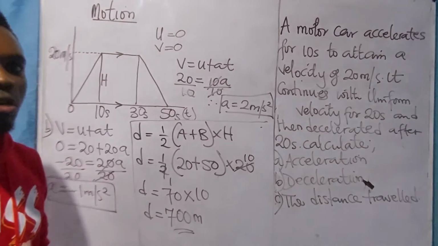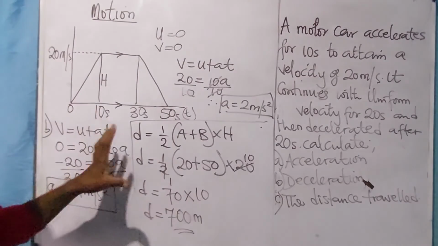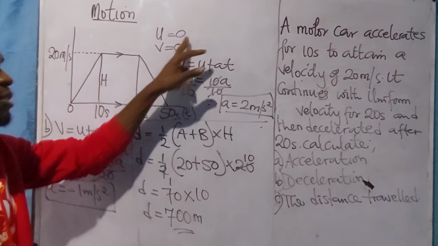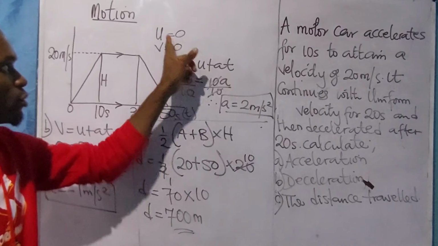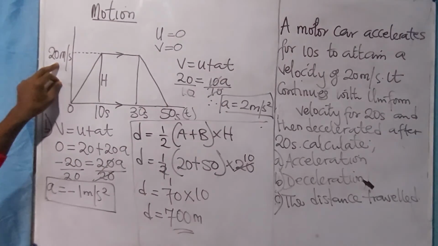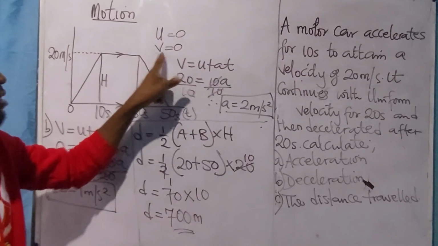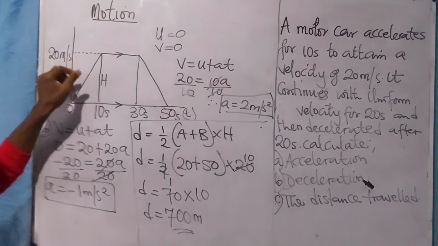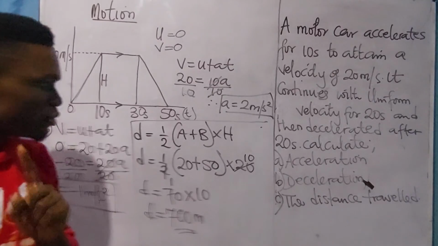At this point we'll call it a day. While solving questions on velocity time graph, take note of this. During acceleration, u is 0, then v becomes the velocity it traveled with. Then during deceleration, v is 0, then u becomes the velocity it traveled with. So please take note of that.